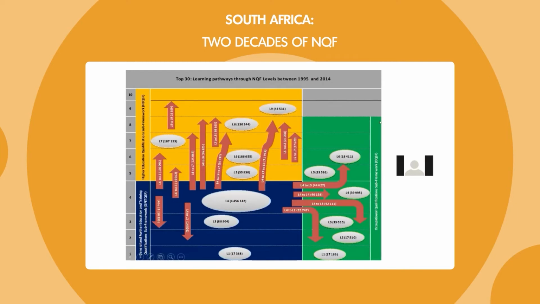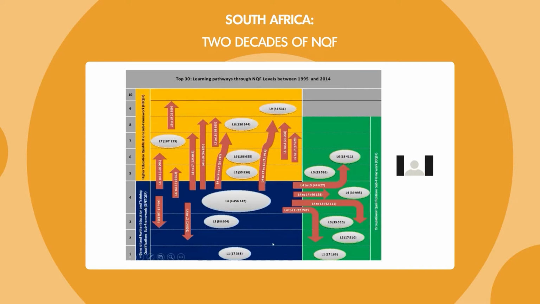In terms of articulation, I think in one of the previous webinars, people were asking, do people actually articulate between sub-frameworks? We did a study, we looked at the learning pathways between 1995 and 2014, and we looked at whether people really move from one sub-framework to another. You can see the blue part here, this is the General and Further Education and Training Qualification Sub-Framework, and the green is our Occupational Qualification Sub-Framework. Then the yellow part is the Higher Education Qualification Sub-Framework.